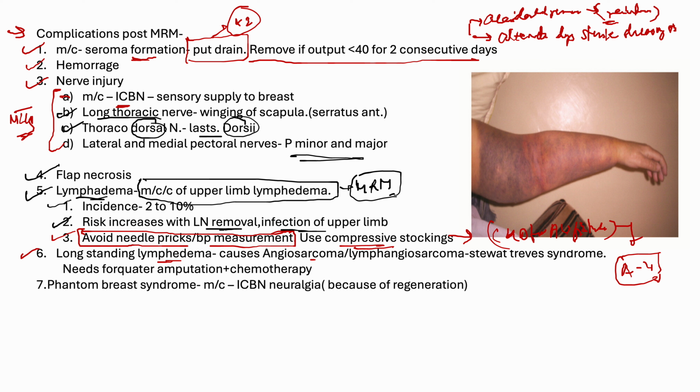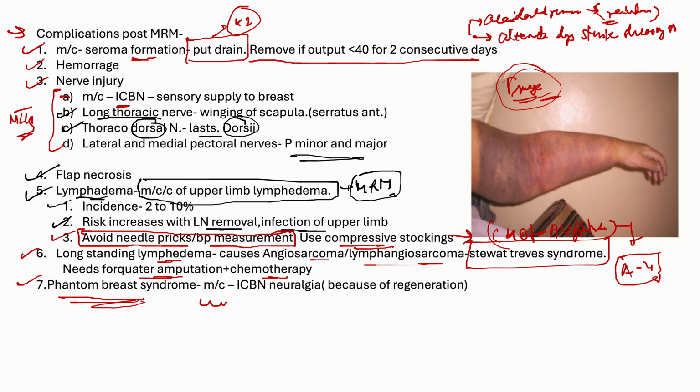Long-standing lymphedema causes angiosarcoma, lymphangiosarcoma, which is known as Stewart-Treves syndrome. This question has been asked many times. Okay, what does this image show? It's an image of Stewart-Treves syndrome, and a patient with Stewart-Treves syndrome will need a forequarter amputation with chemotherapy, and this usually has a very poor prognosis. There is something called phantom breast syndrome, which is most commonly associated with ICBN neuralgia, and the reason for which is regeneration of the nerve.